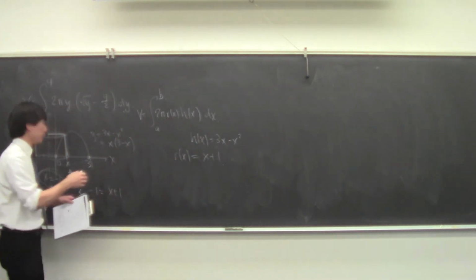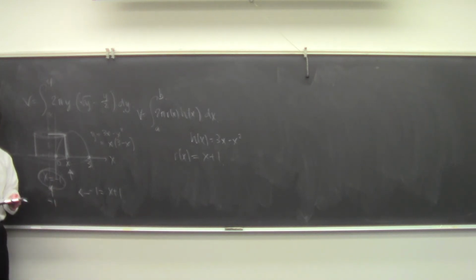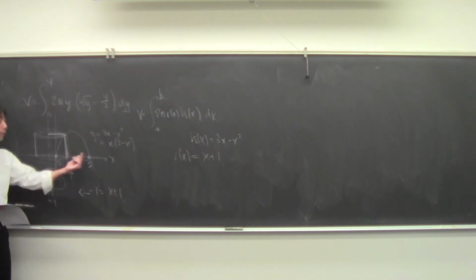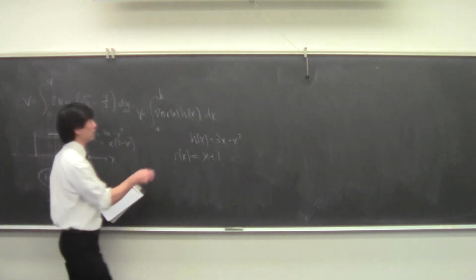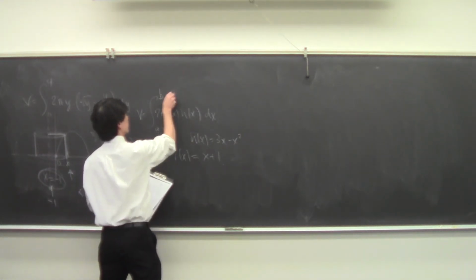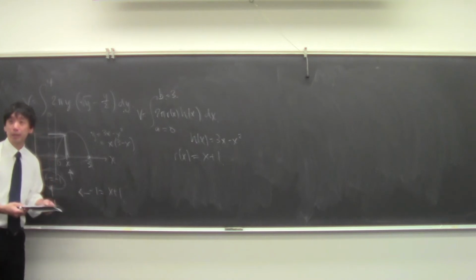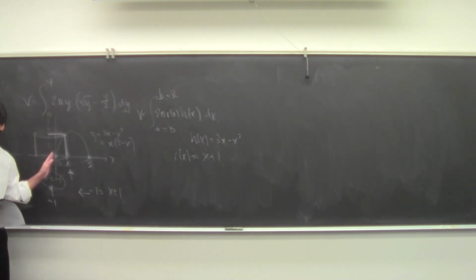And what are A and B? What are A and B? X ranges from 0 to 3. From 0 to 3. Right? A equals 0, B equals 3. Okay. Does that make sense?